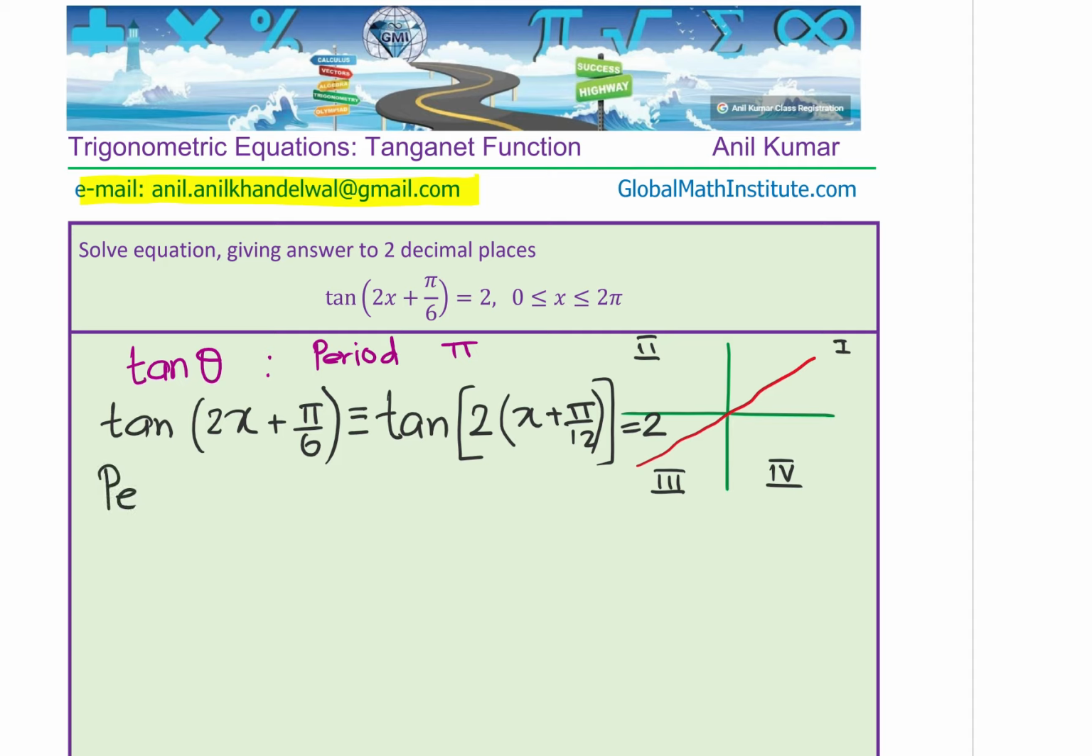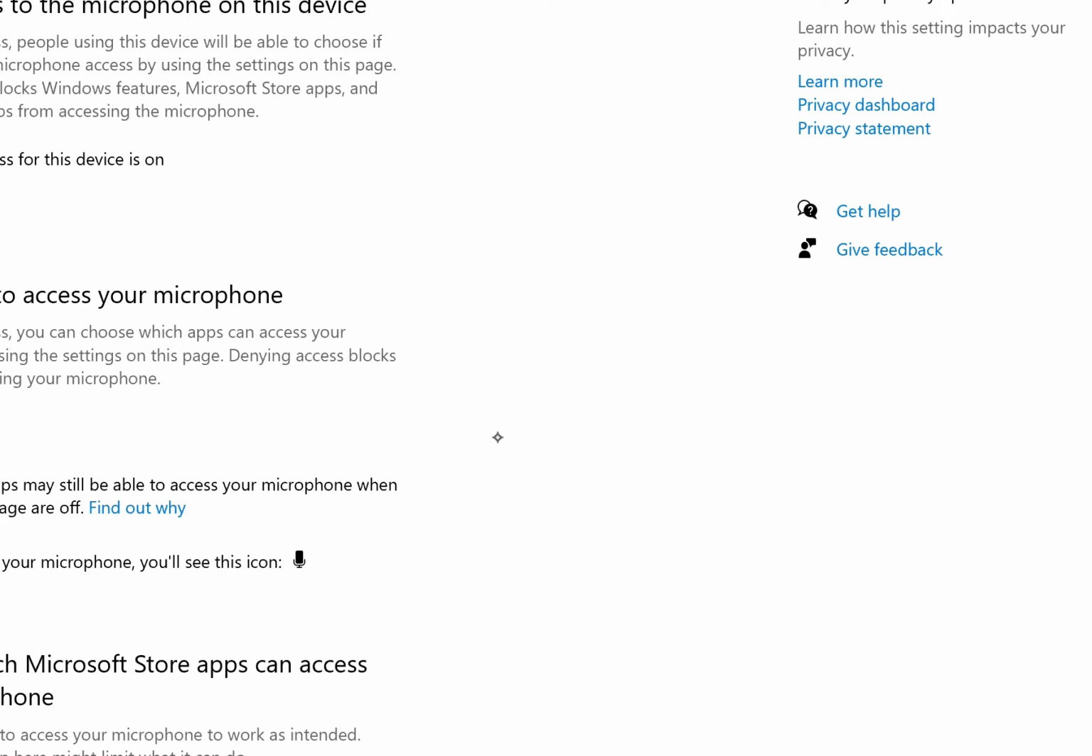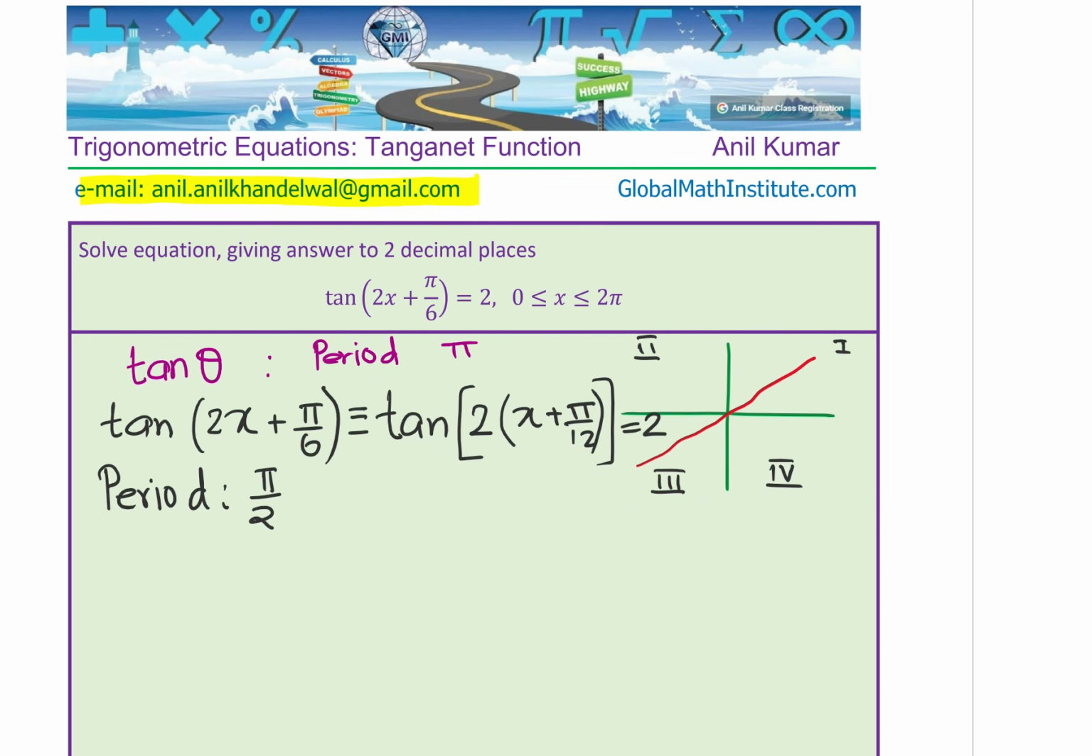The period of this function, with k value being 2, is pi over 2. Is that clear to you? So the period of this function is pi over 2. It is horizontally compressed by a factor of half. You get the idea. Correct. So it is horizontally compressed by a factor of half.